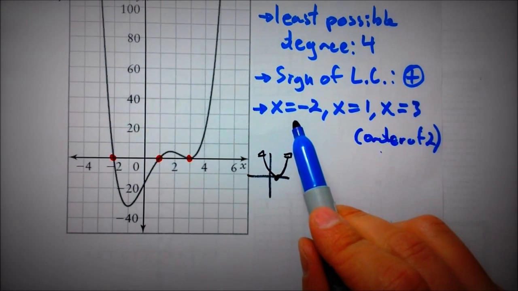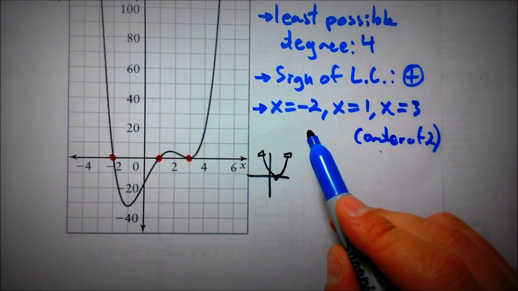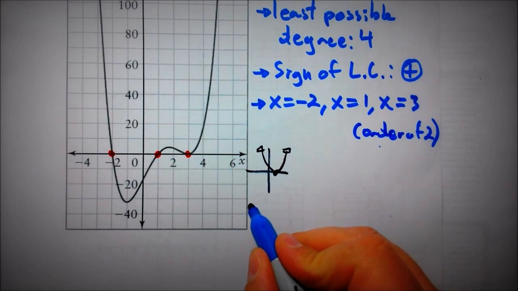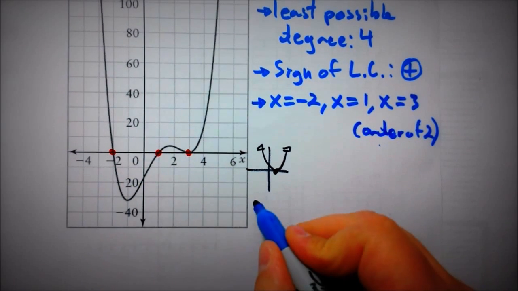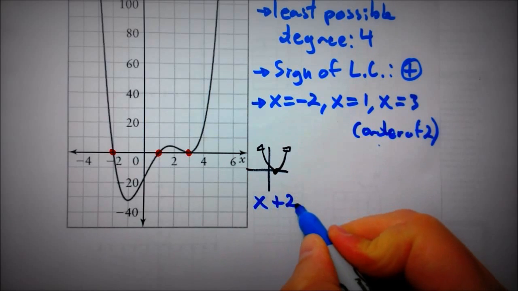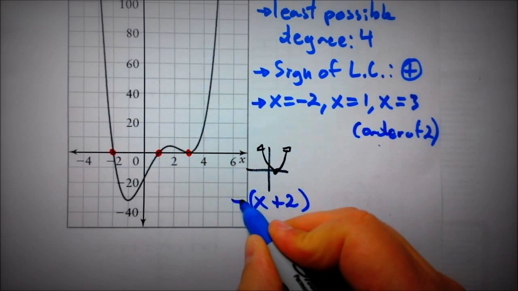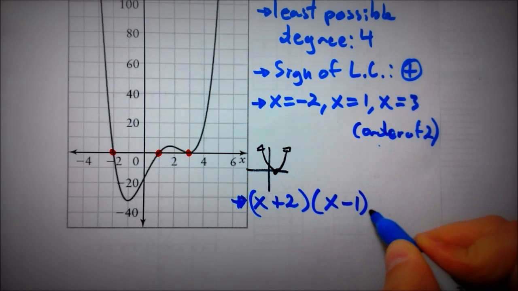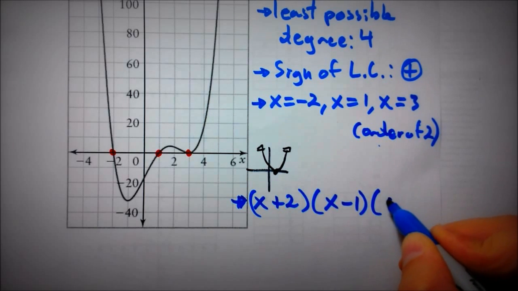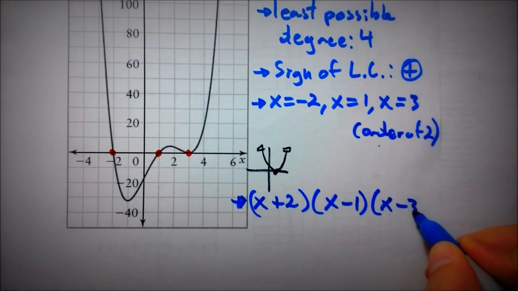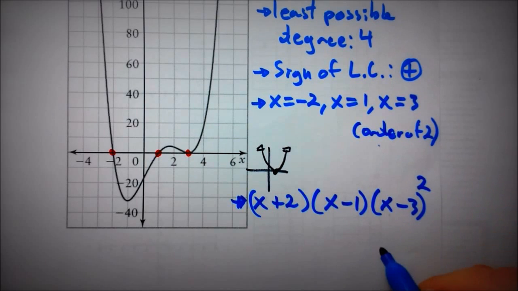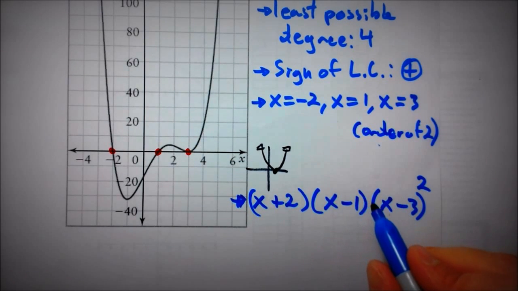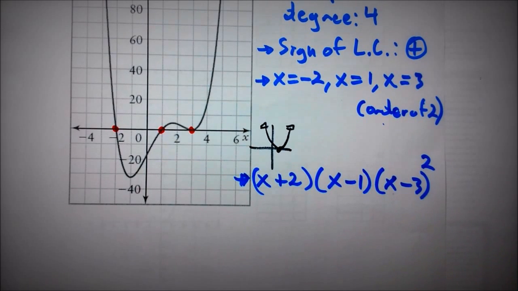Okay, so we collected the x-intercepts. The next question says to collect the factors. So the factors of this would be x plus 2, x minus 1, and x minus 3 to the power of 2. Because if we multiply this, we are going to get a function of degree 4.